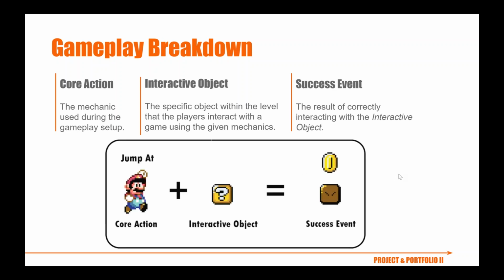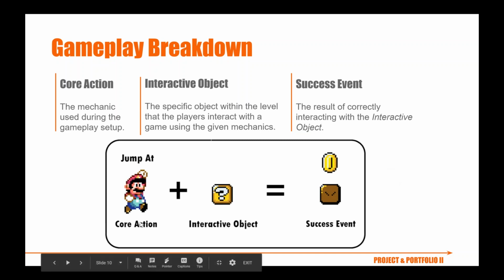So let's take a look at a few examples. There's Mario again, and we're breaking it down. So jumping is the core action. The object you're interacting with is the question mark block, and the success event is the block changes and you get the coin out of it.